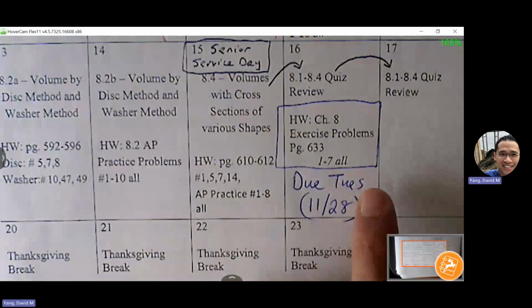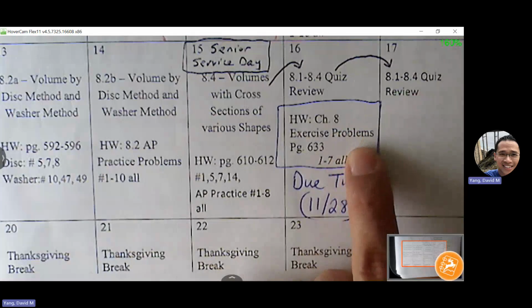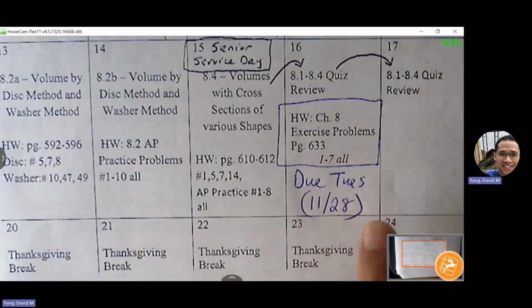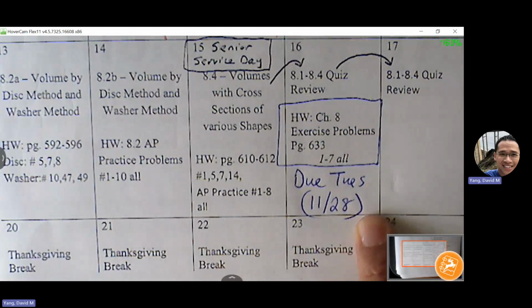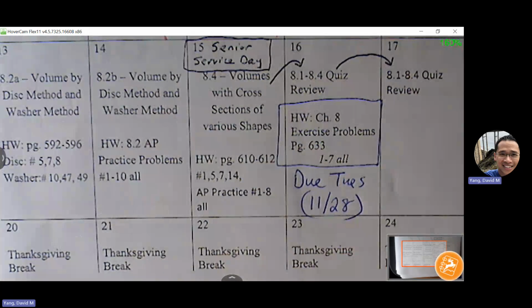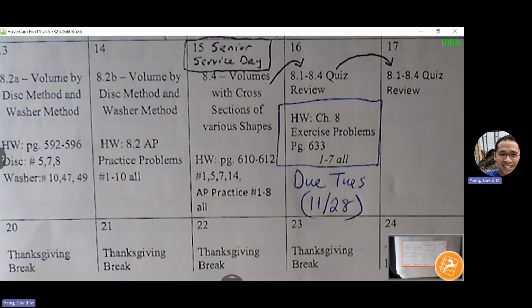Okay, you do have homework to finish up the chapter 8 exercise problems, the AP problems, but I'm gonna make it due Tuesday after the break. So Monday we'll do review. Tuesday I'm gonna start. We still have 2 more FRQ quizzes to take. It's really one new FRQ that you haven't seen before. Everything else you've kind of seen.